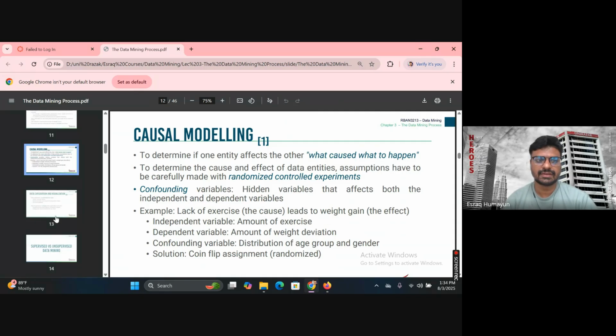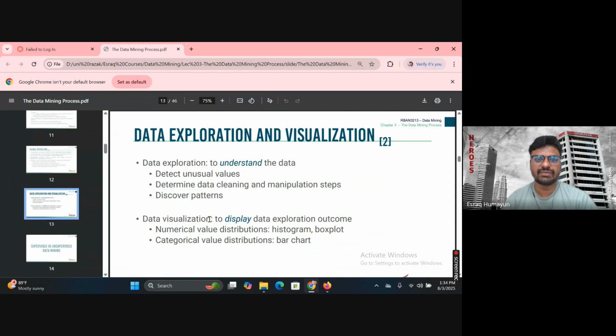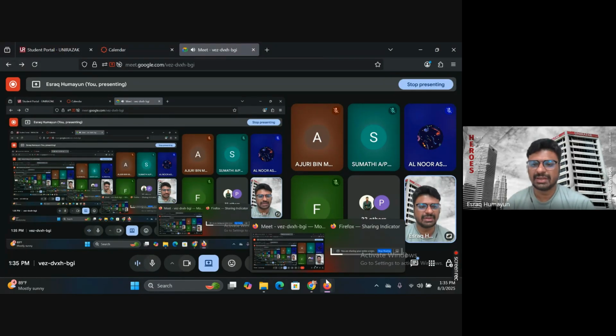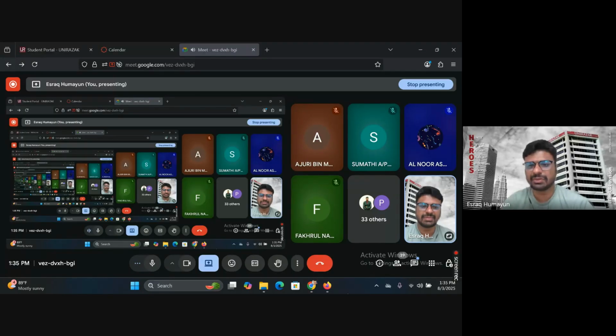Okay. Now data exploration and visualization. To understand the data, detect unusual data, determine the data cleaning and manipulation steps, and discover patterns. So what is data exploration? To understand the data. In a database, there might be some fake data, some garbage data. Yes or no? Yes.